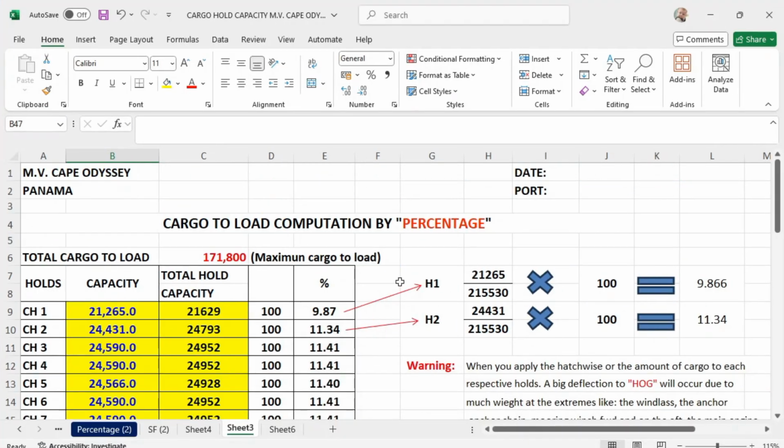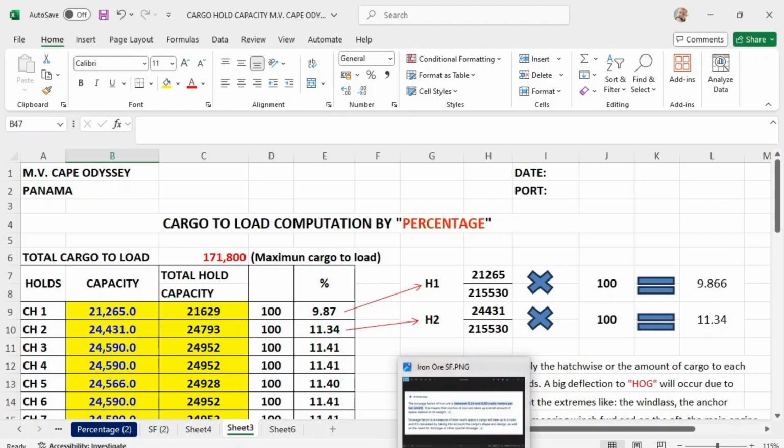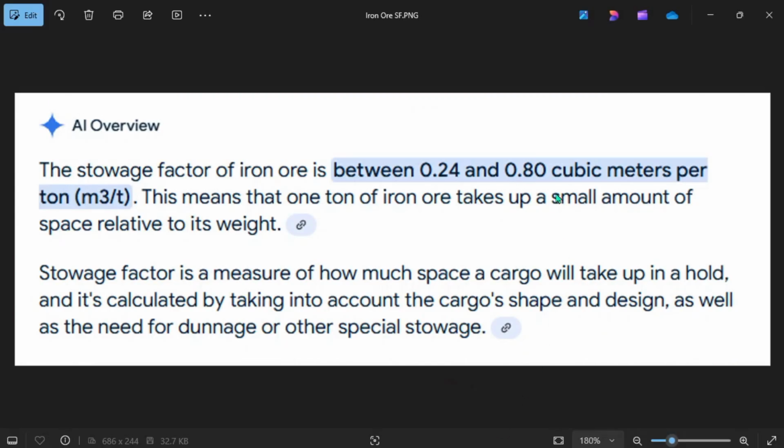For example, we'll start with the percentage. For example, the charterer or the owners asked the vessel to load a maximum cargo of 171,800 metric tons. Okay, this will be our maximum cargo, and the stowage factor that the charterer or the owner says, let's say he has given us a factor of 0.80 cubic meters per ton.